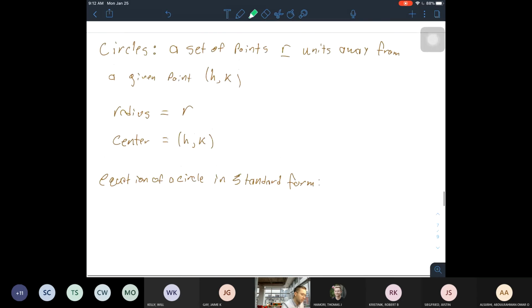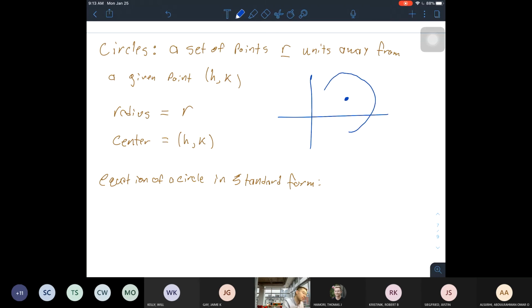So the last type of thing that we're going to learn how to graph today is circles. Okay, so we define what a circle is by saying that we choose some point in space, and I choose a distance r, and I define the circle to be the set of points which are exactly r units away from this point in any direction.